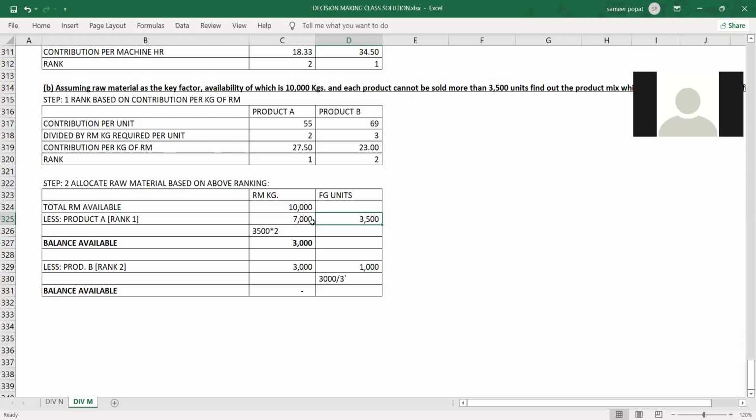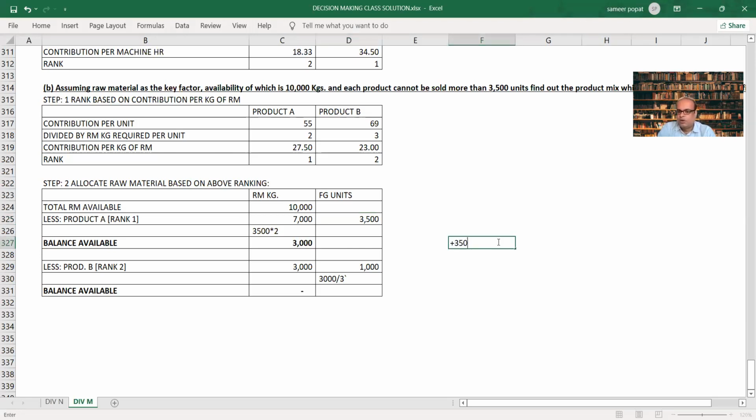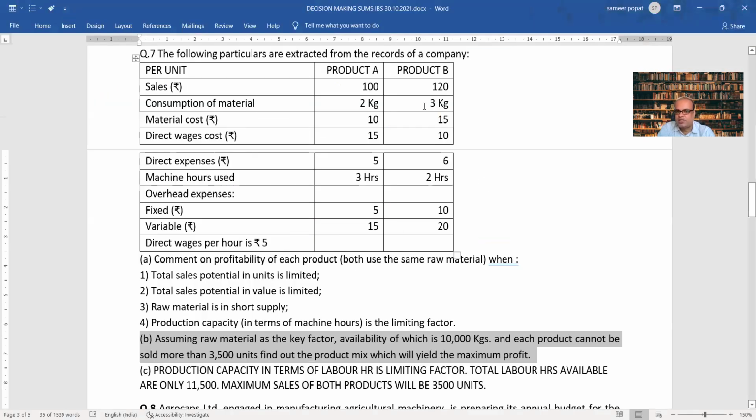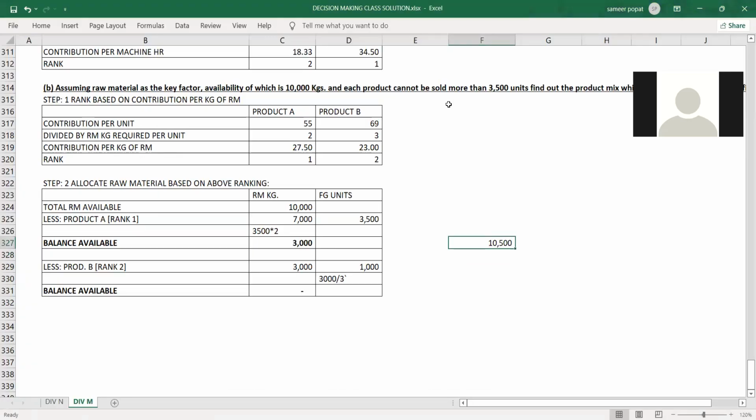Yes, sir. Got it? Now, the remaining quantity would be 3,000 kg that you can use to manufacture product B. Out of these 3,000 kg, you cannot manufacture the full 3,500 units. Why is it so? For 3,500 units of B, each unit requires 3 kgs. So in total, we require 10,500 kg. As against 10,500 kgs, we have got only 3,000 kgs available.